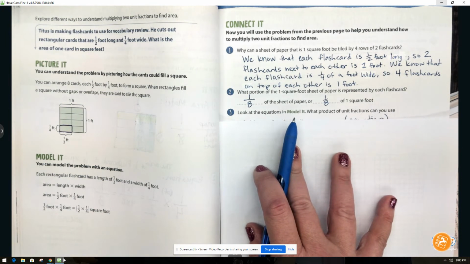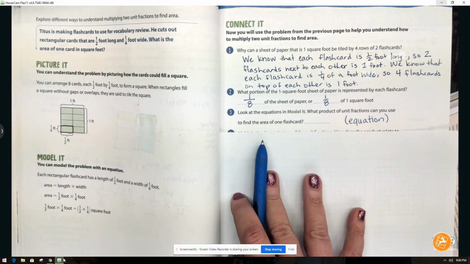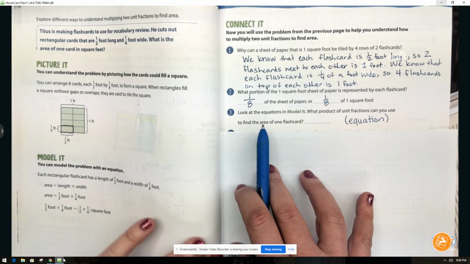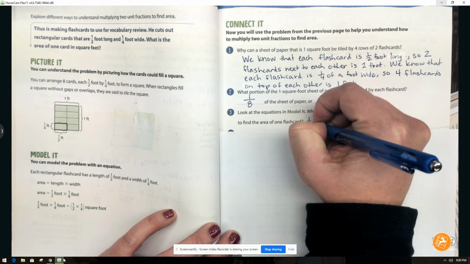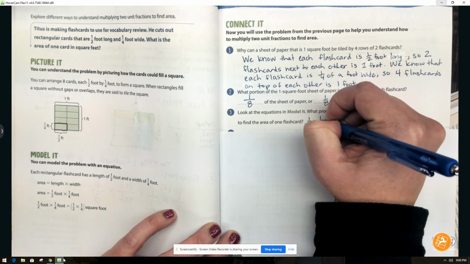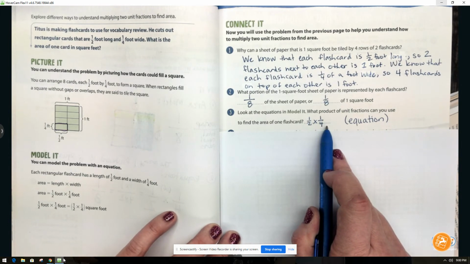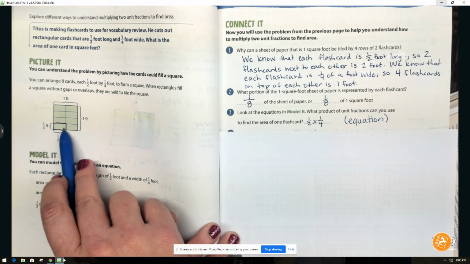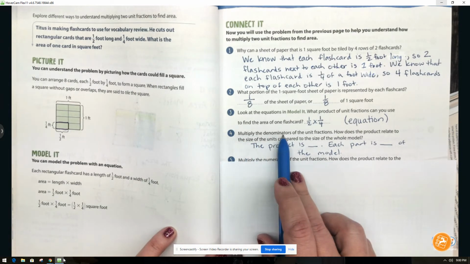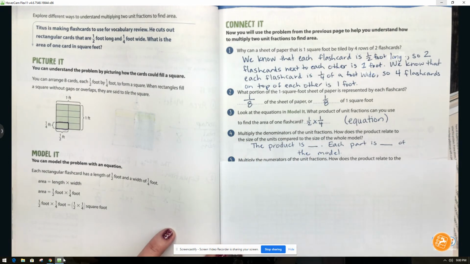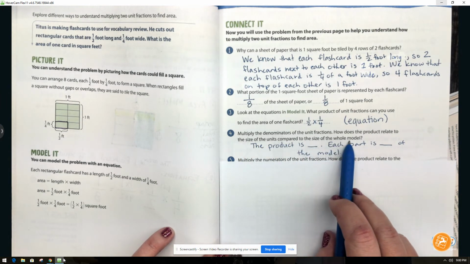Look at the equation and model it down here. What product of the unit fraction can you use to find the area of one flashcard? So we can say, okay, I know that 1/2 times 1/4. This equation is going to help us figure out the area of this section here. So first, we multiply the denominators of the unit fractions. How does the product relate to the size of the units compared to its size of the whole model?